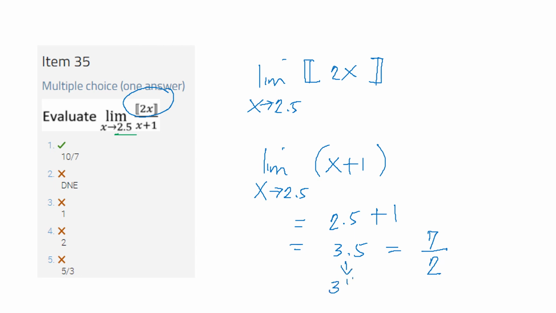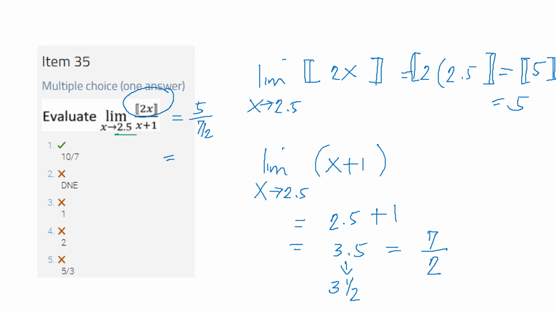Kasi ang 3.5 is 3 and 1/2. So 2 times 3, 6 plus 1, 7. So 7 over 2. While here, if you're going to multiply 2 times 2.5 and get the greatest integer, it gives you 5, right? The greatest integer of 5 is itself, 5. Okay, so kapag i-substitute natin yan, we have now 5 over 7 over 2. Reciprocal, 2 over 7. 5 times 2 is 10. 10 over 7. That's the first option.